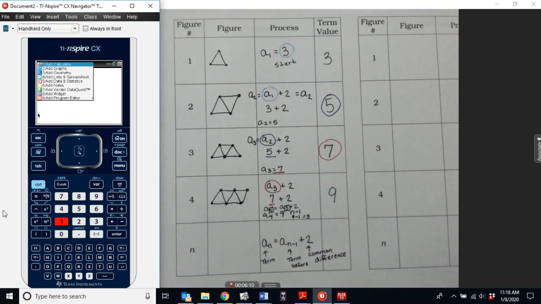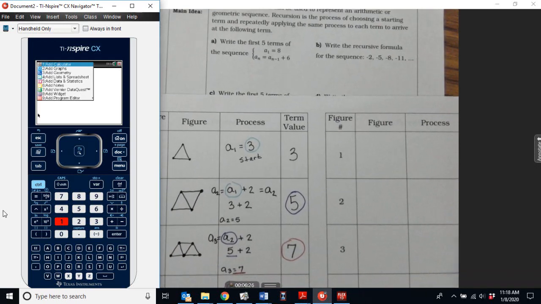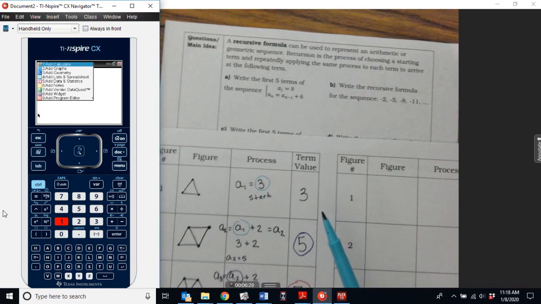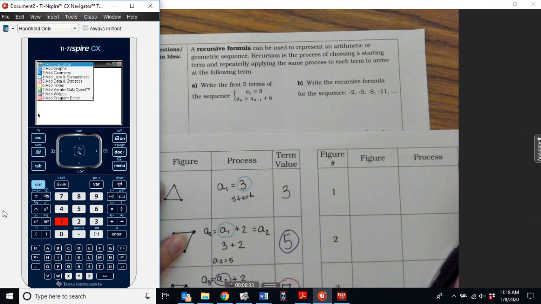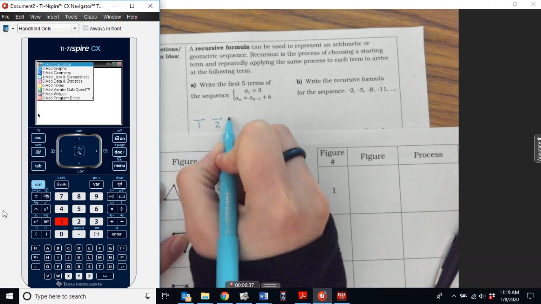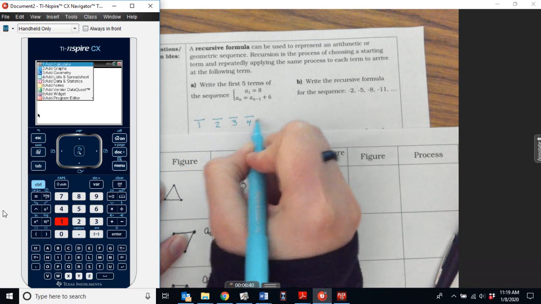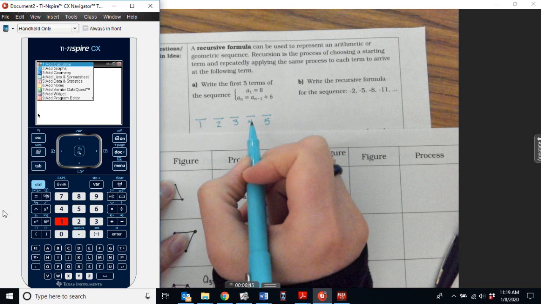So all of this is just to show you what is happening and how we're getting these little terms, the notation. So if I go back and look at my notes, letter A says, write the first 5 terms of the sequence. So I need term 1, term 2, term 3, term 4, and term 5.